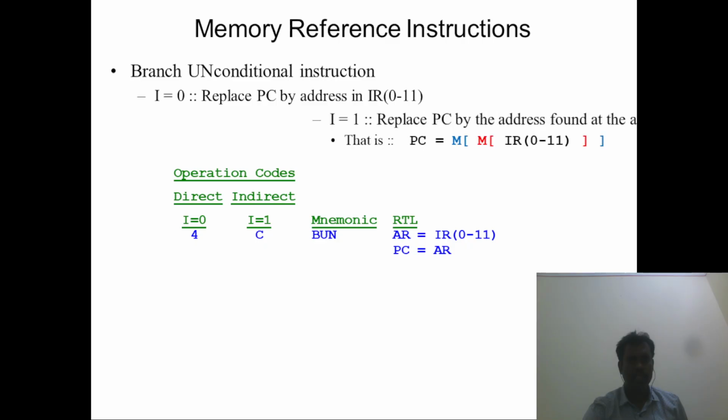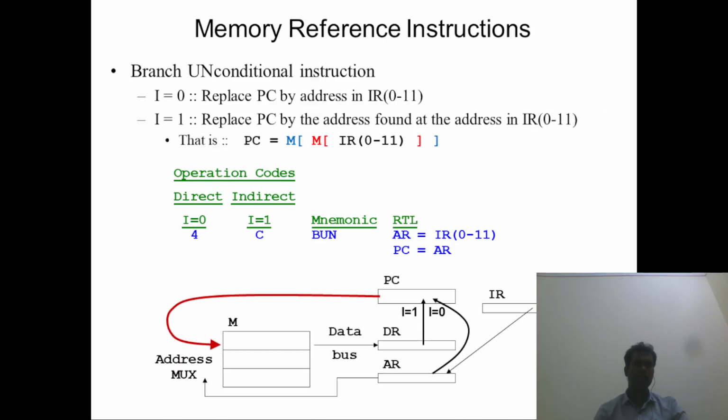Now, the unconditional branch instruction. As we have discussed, in an unconditional branch instruction, the PC is changed unconditionally. So, I is equal to 0 or I is equal to 1. When I is equal to 0, it is direct addressing, so the address is transferred to PC simply. The new address is specified in the instruction. That address is transferred to PC. Now, the processor will go to the PC address and get the instruction.